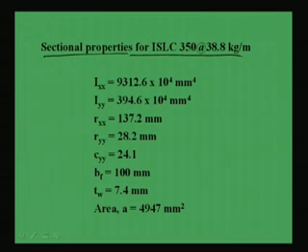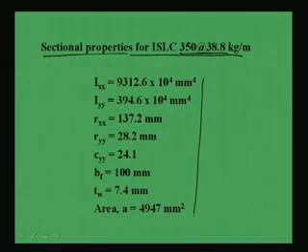We know the sectional properties of a section given in the IS code are available in SP 6 1962, the structural handbook SP 6. From there we can find the properties of the channel section, like the individual properties of ISLC 350. The moment of inertia about the x axis is 9312.6 into 10 to the power 4 millimeter to the power 4, obtained from the structural handbook SP 6. Similarly, IYY is 394.6 into 10 to the power 4 millimeter to the power 4.